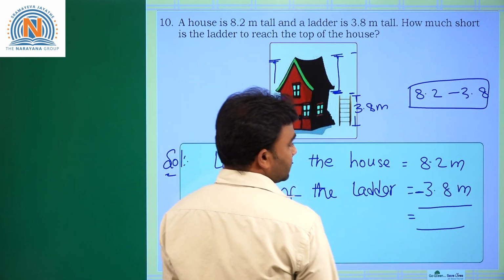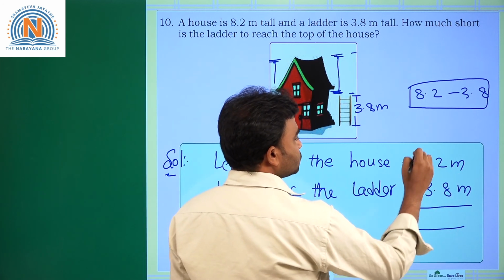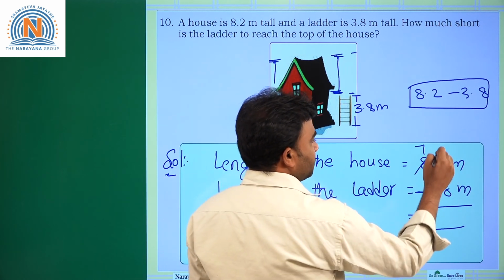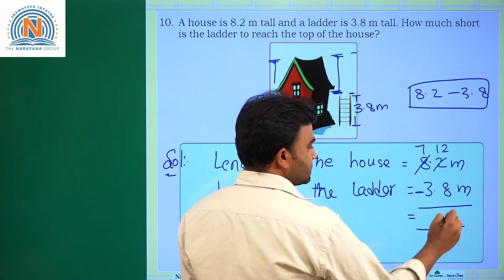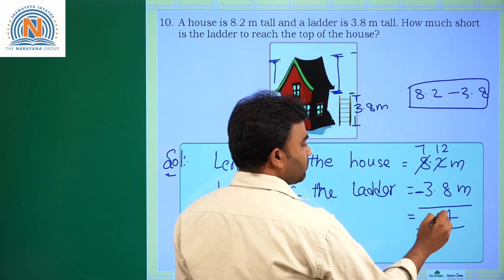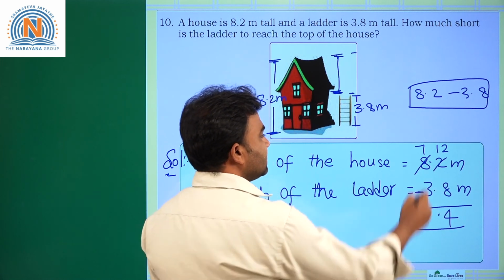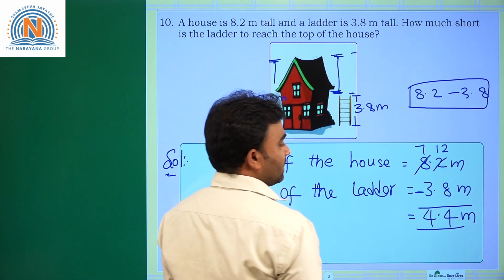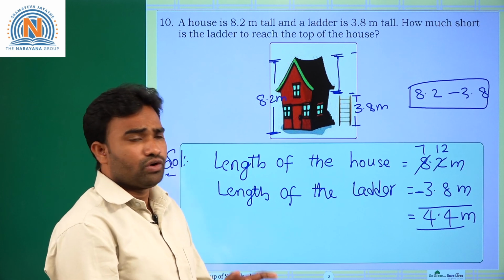Let's take the problem, 8.2 minus 3.8. 2 minus 8 is directly not possible. Then go to the next place, it becomes 7 and this becomes 12. 12 minus 8 is 4. Next, decimal point down as it is. 7 minus 3 is 4. So the required ladder is 4.4 meters.